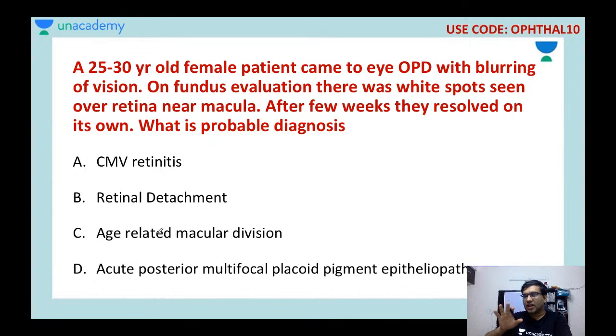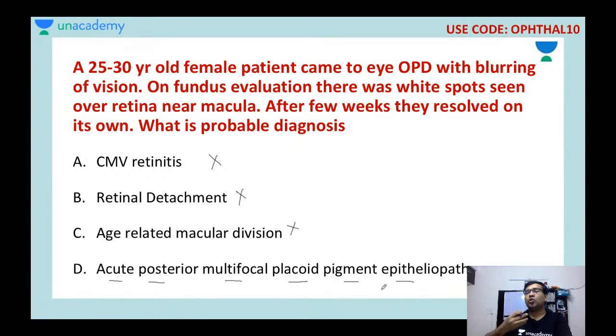Now, even if you do not know the answer, what you can do is rule out the other options. CMV retinitis cannot be the answer here. Why? First, it would be in the peripheral retina and it would not resolve on its own. You have to give drugs like ganciclovir in these cases. Same with the retinal detachment and same with age-related macular degeneration. Age-related macular degeneration would not come at this age, it would come at the age of, let's say, 60 to 65. Acute posterior multifocal placoid pigment epitheliopathy.